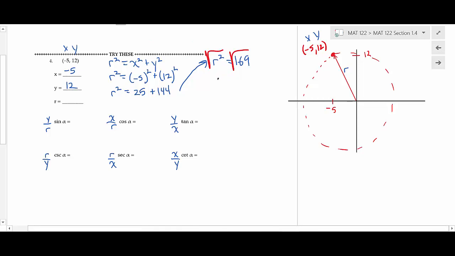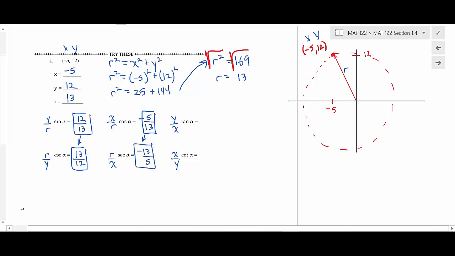Now, this one turns out to be 13. You could use your calculator if you needed to, so the radius is 13. So you don't have to worry about radicals on this problem. This problem's actually pretty simple because everything's already going to be reduced. So the sine, you should have got y over r, so you should have got 12 over 13. The cosecant is just the reciprocal of the sine, so you should have got 13 over 12. The cosine is x over r, so you should have got negative 5 over 13.